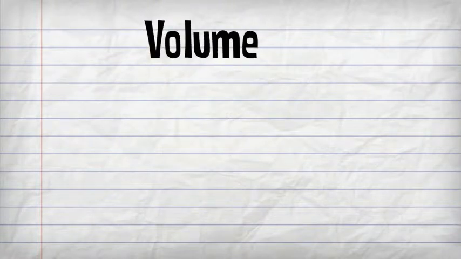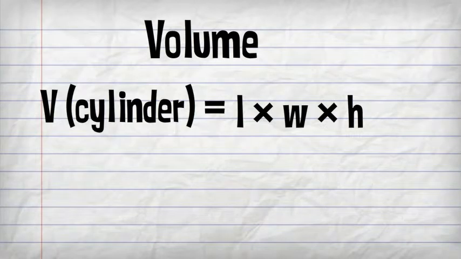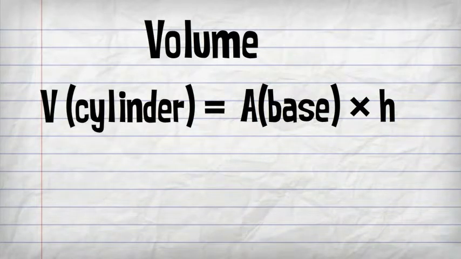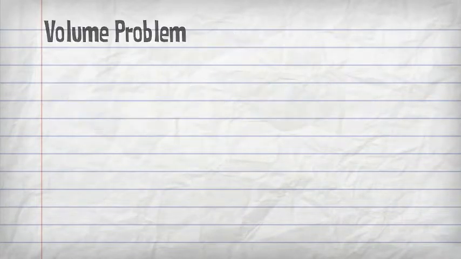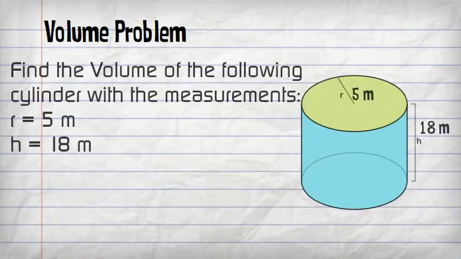Volume. To find the volume, we have one formula for both the rectangular prism and the cylinder. You probably learned it as length times width times height, but it can also be written as area of base times height. The problem we have here is to find the volume of this cylinder with the measurements: radius equals 5 centimeters and the height is 18 centimeters.